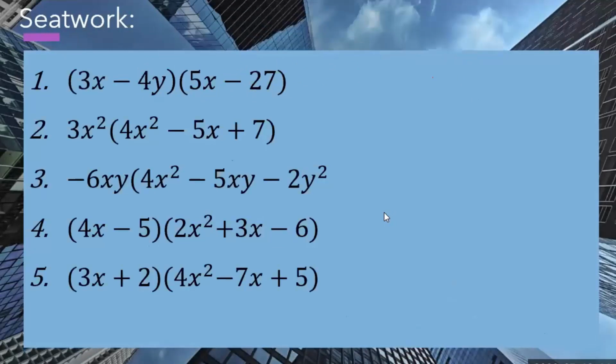Can you do the seat work? Okay, so wala na bang question about multiplication of polynomials? No questions? Okay. Bye. Bye, Naomi.